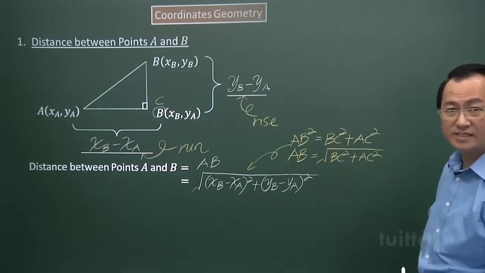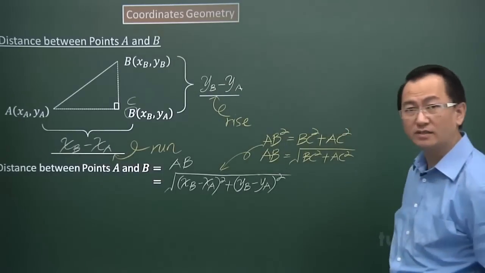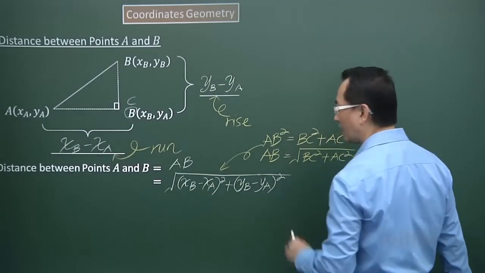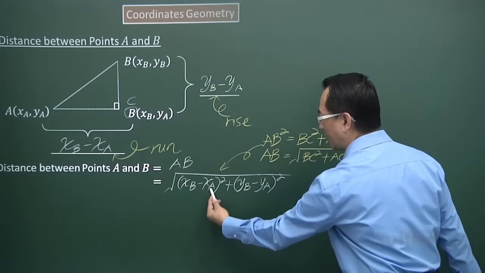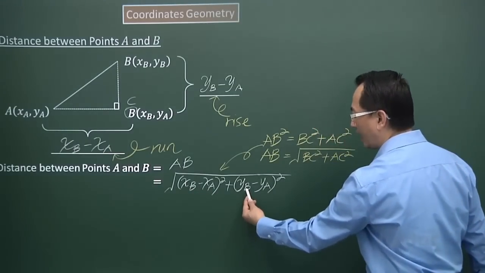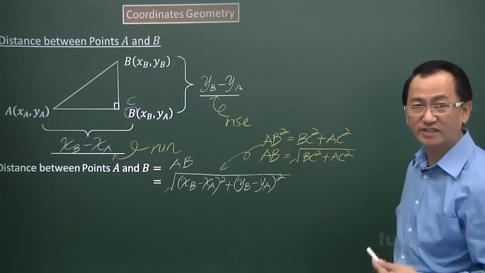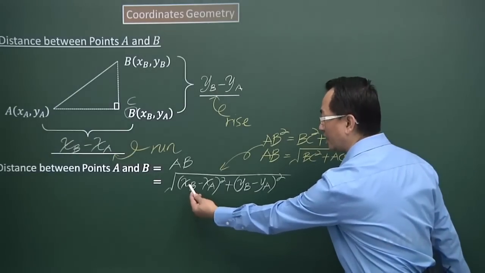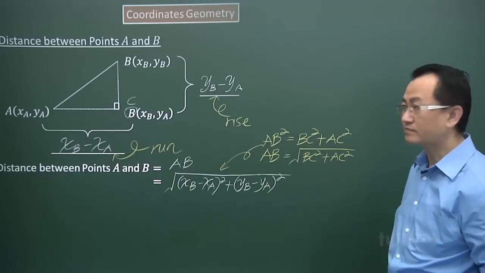Now there is also another variation to this equation. I could easily have just swapped this around. What I mean is this: xa minus xb, ya minus yb. So long as I'm consistent with the order of the x coordinates and the y coordinates.